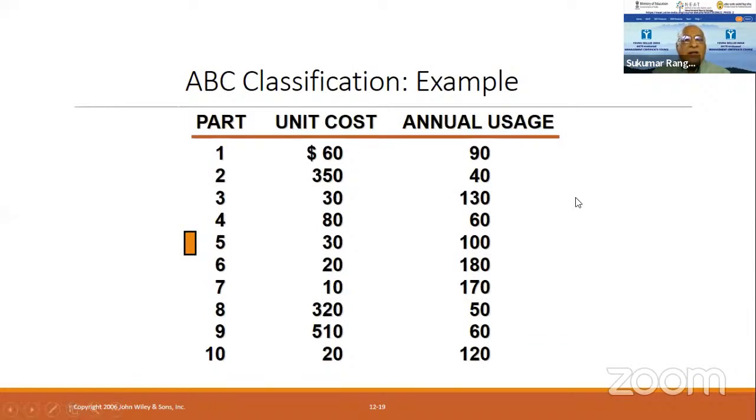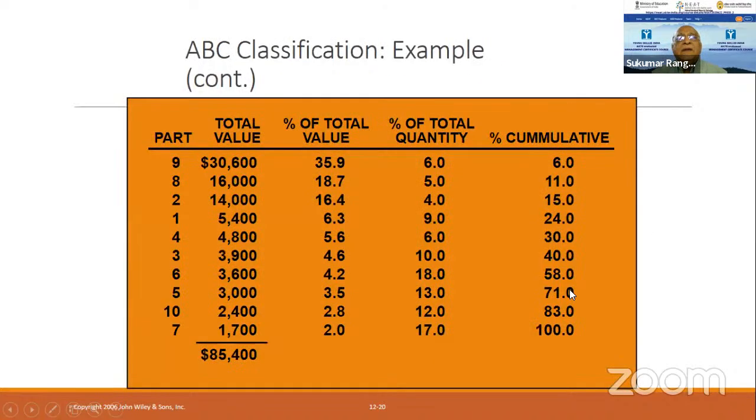In an example here, there are 10 parts, and these are all the unit costs. And the annual usage in quantity, let's say, is this. Just a table like this. Now, what I am doing is finding out the total value of each particular part number by multiplying the cost by the quantity. So the total cost is, let us say, this much. If I take the percentage of all this, then I can see that roughly it follows like this.